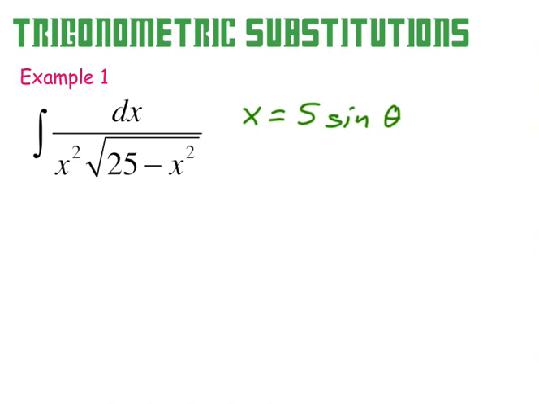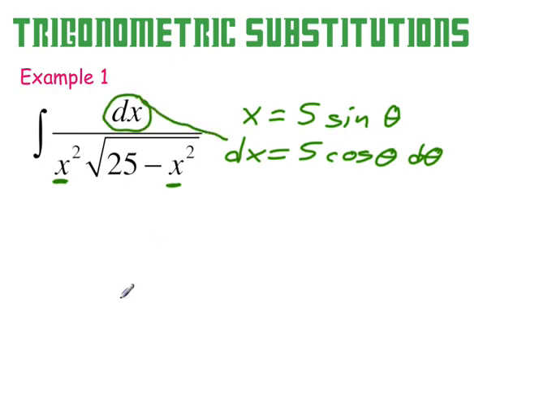So this is going to be your substitution. Everywhere we see an x, we're going to replace it with 5 sine of theta. And of course, the other thing we have to do is, if there's an x, there has to be the dx as well. The dx will be the derivative of this, 5 cosine theta d theta. And so that 5 cosine theta d theta will replace that term.